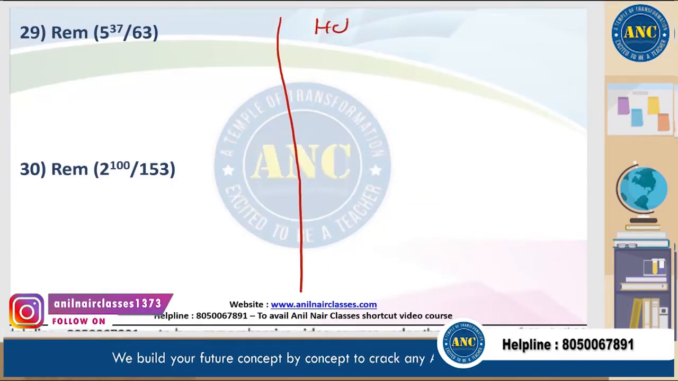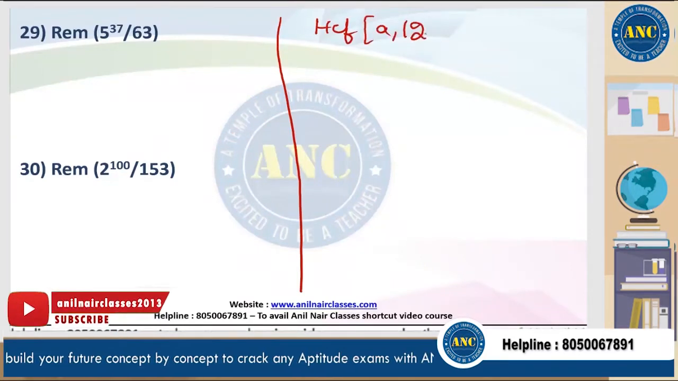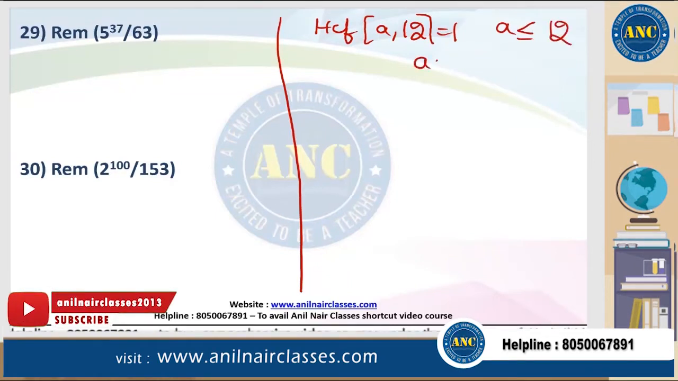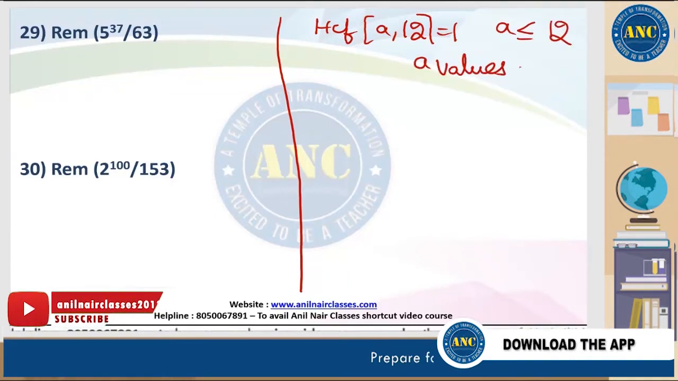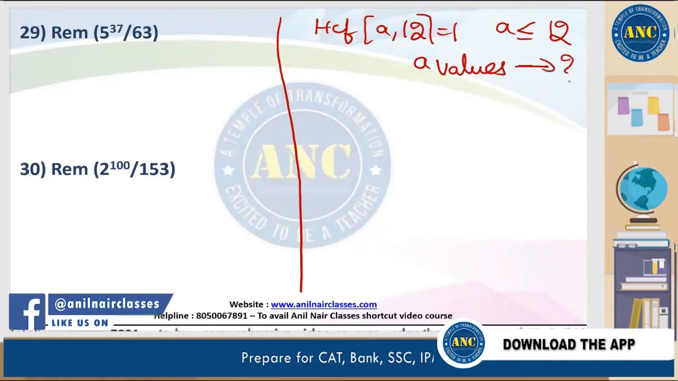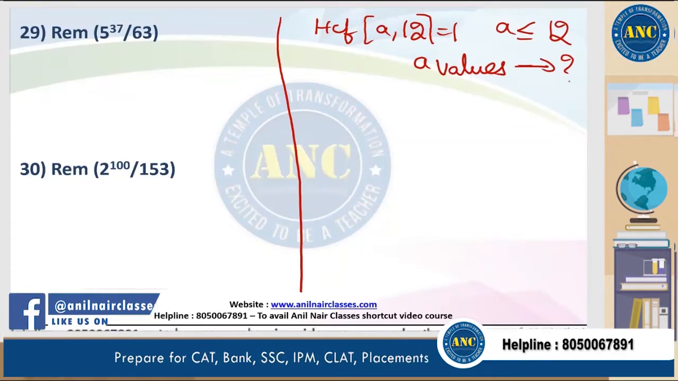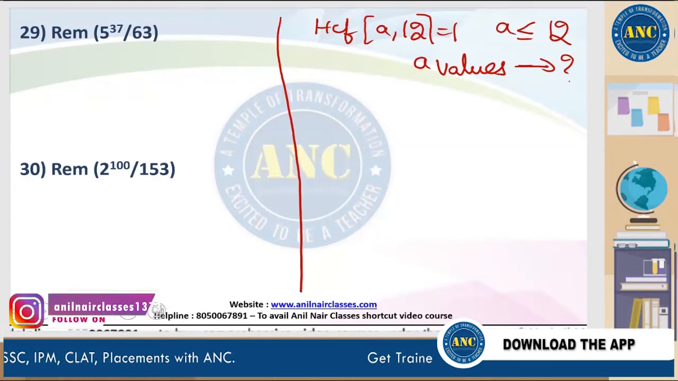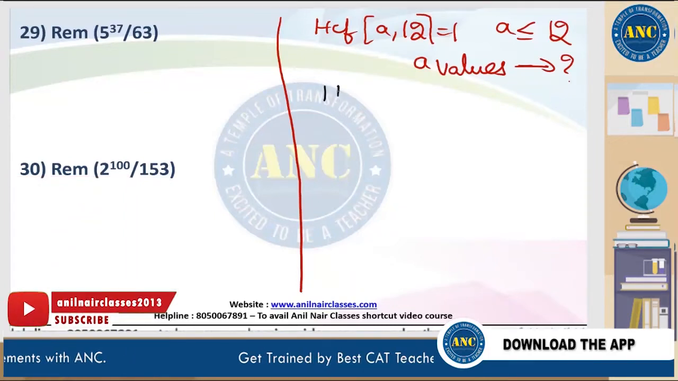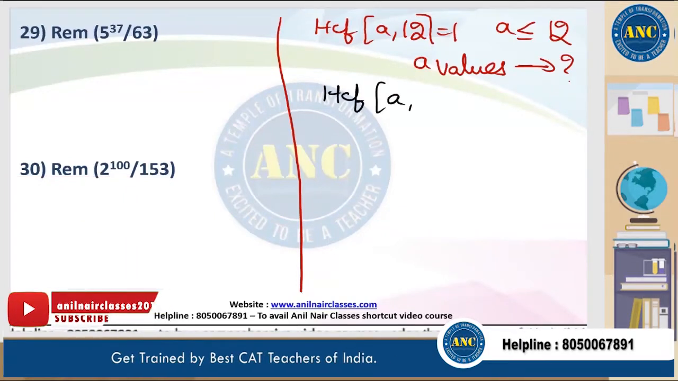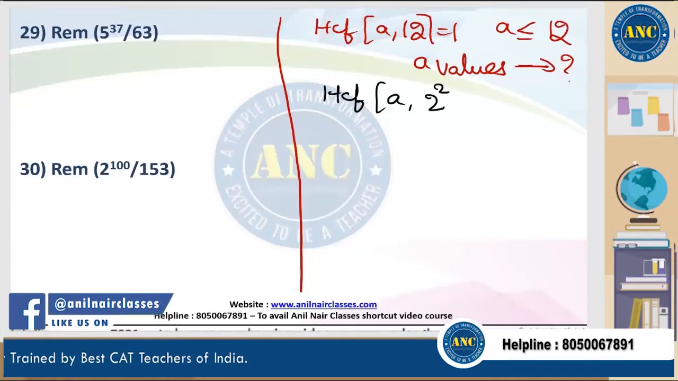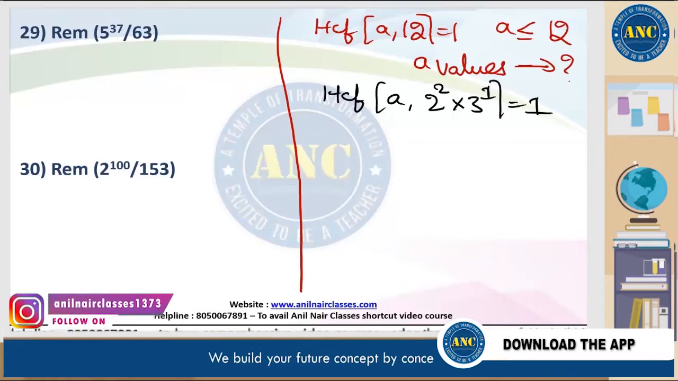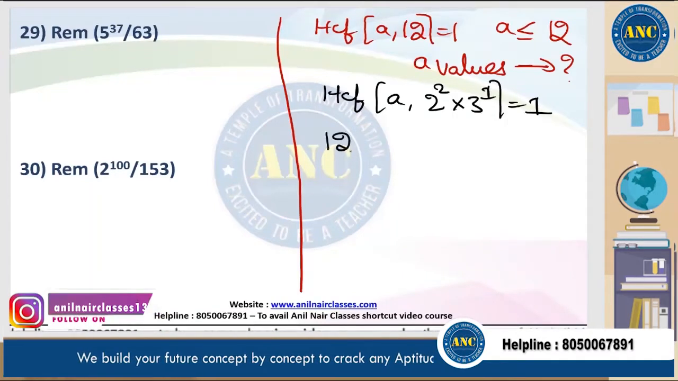What is he asking? HCF of a comma 12 equivalent to 1, a less than or equivalent to 12. How many values will a take? Is this the question, right? Now see here. 12 is nothing but 2 squared into 3 power 1. Am I right? First write down which number we require: 12. Can I say the first base is 12?